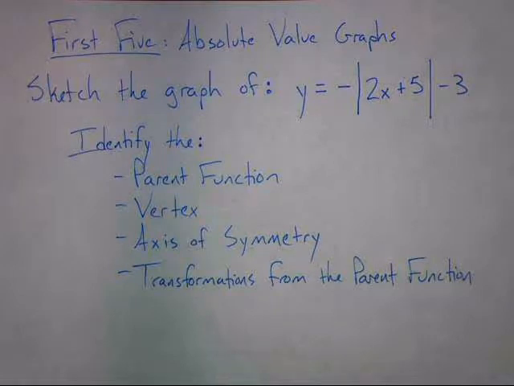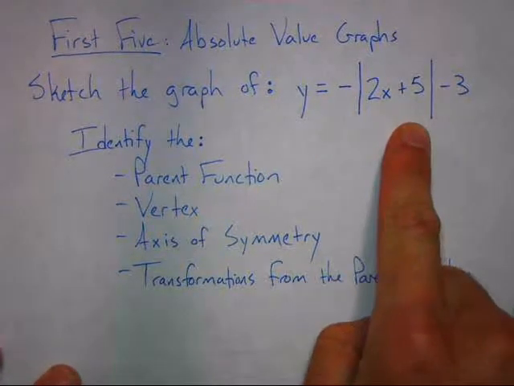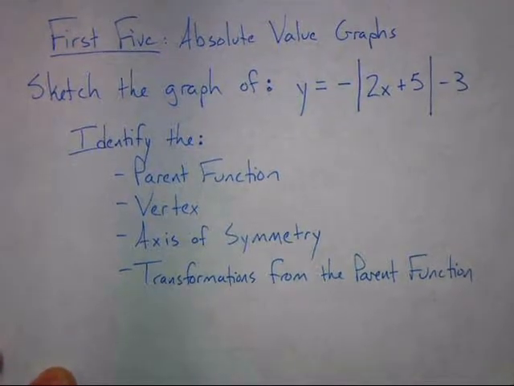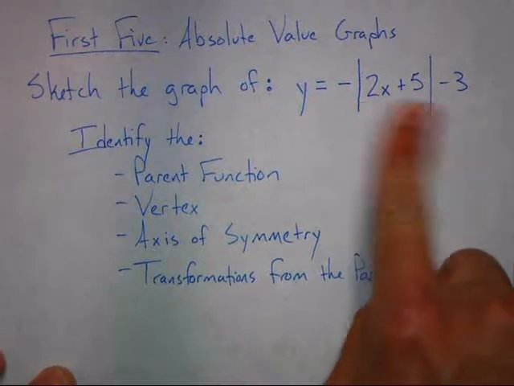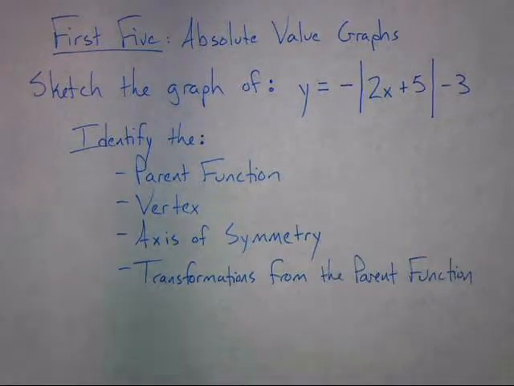Now if you look at the equation, it reads: sketch the graph of y equals negative absolute value of 2x plus 5, and then minus 3, and we have to identify everything about it. Well, the first thing that you may want to notice is that we have this absolute value going on in the graph, and that should make you wonder, hey, what will that graph actually look like? So what we want to do is figure out what the graph of any absolute value function looks like.